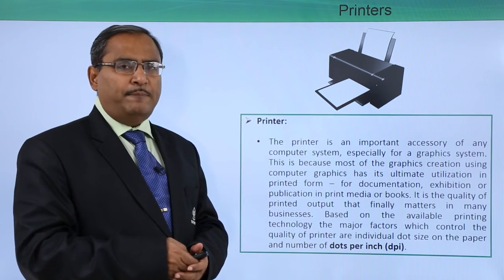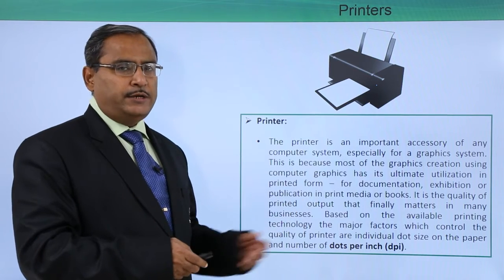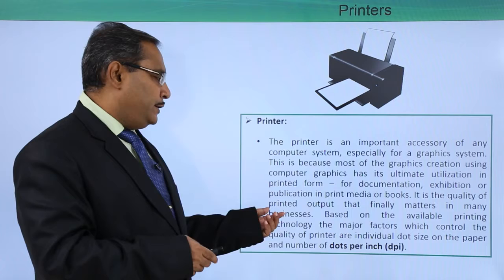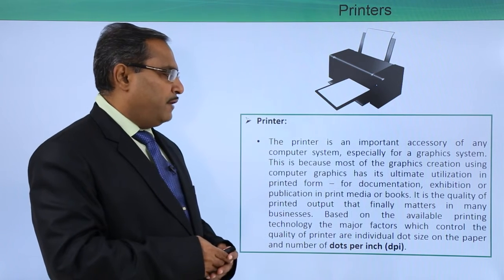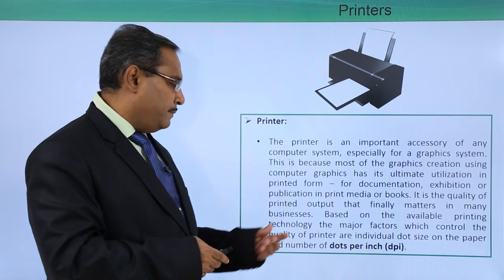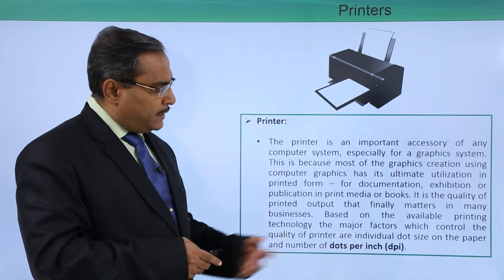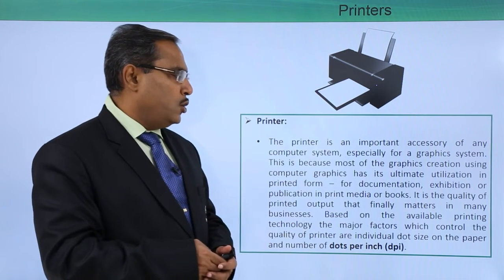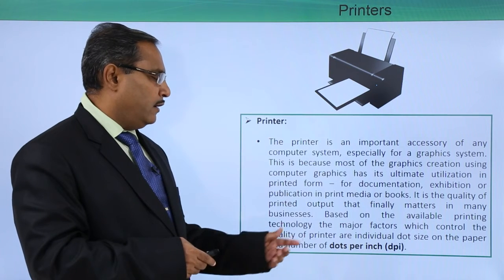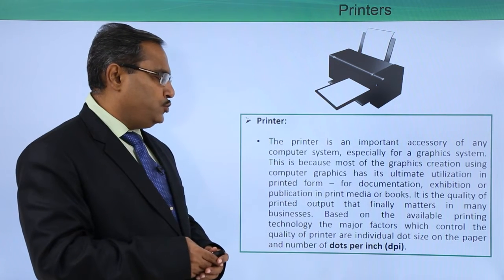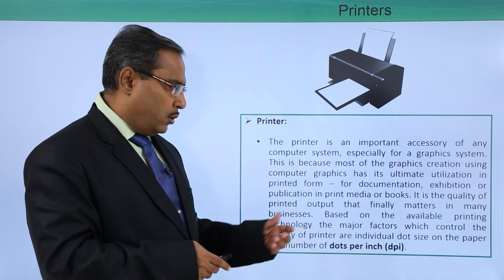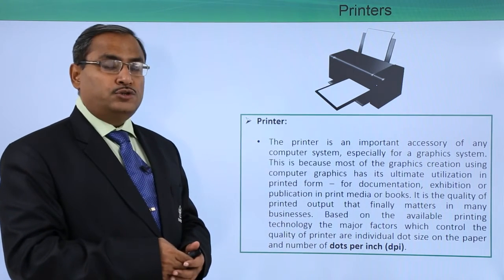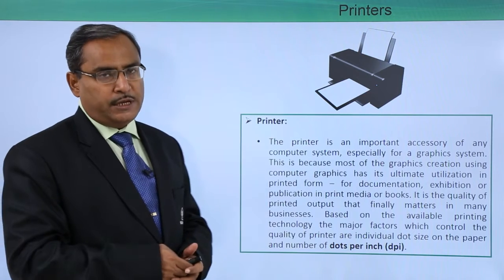So there are different applications in which these printed documents will be required. It is the quality of the printed output that finally matters in many businesses. Based on the available printing technology, the major factors which control the quality of a printer are individual dot size on the paper and the number of dots per inch. In short, it will be called DPI.